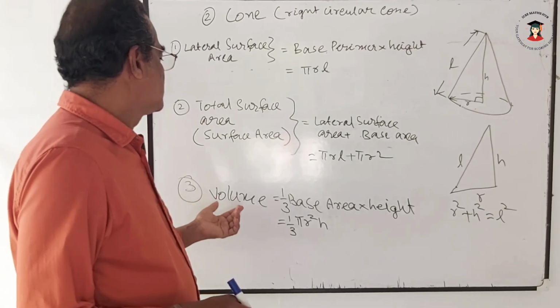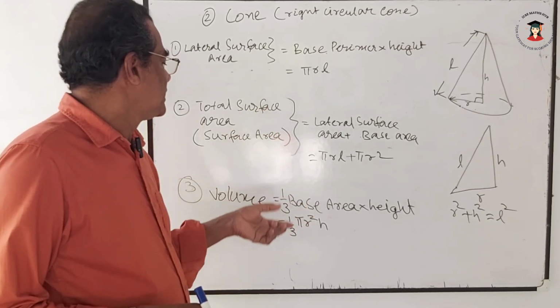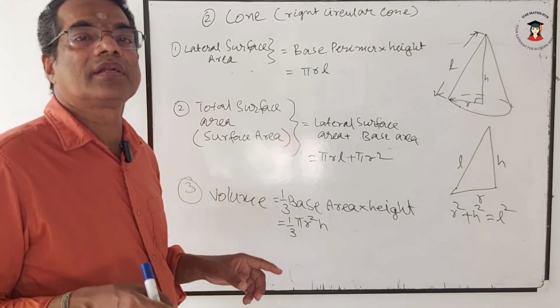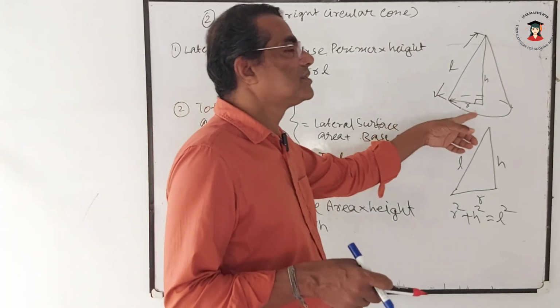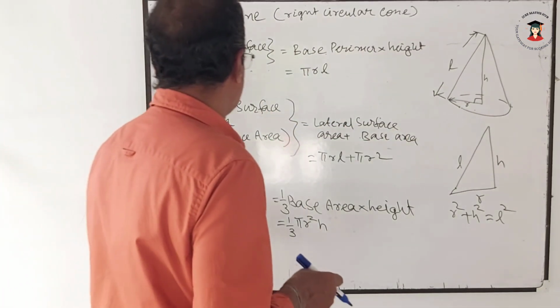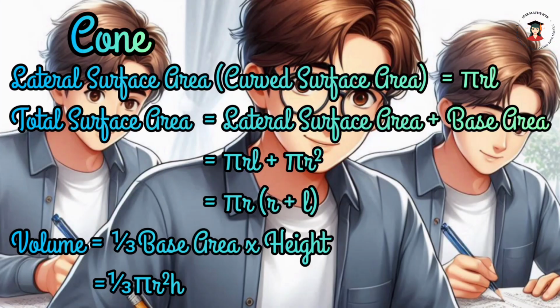That means the volume of a cone is equal to 1 by 3rd of the volume of the cylinder of same radius and same height. This distinction you should remember: volume of a cone is 1 by 3rd of a cylinder. So what are the formulas? First pi r l, then pi r l plus pi r square, then 1 by 3 pi r square h.